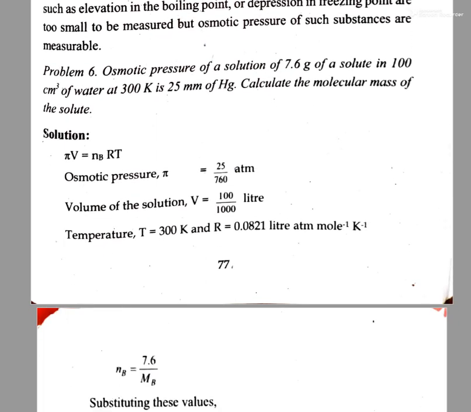And a few problems are given in the text. This is problem 6. Osmotic pressure of a solution of 7.6 grams of a solute in 100 centimeter cube of water at 300 Kelvin is 25 millimeter of mercury. Calculate the molecular mass of the solute. So you have to write down the formula of osmotic pressure relating the number of moles: pi V is equal to NB into RT.